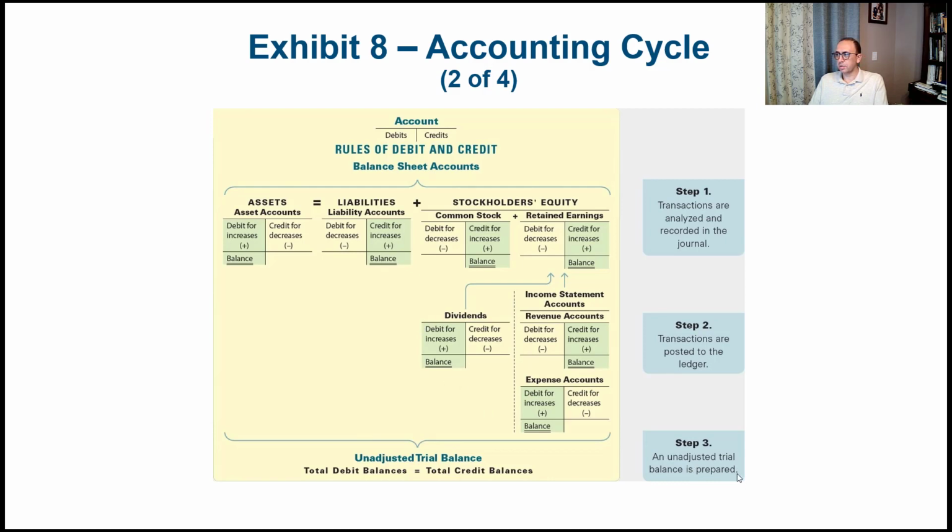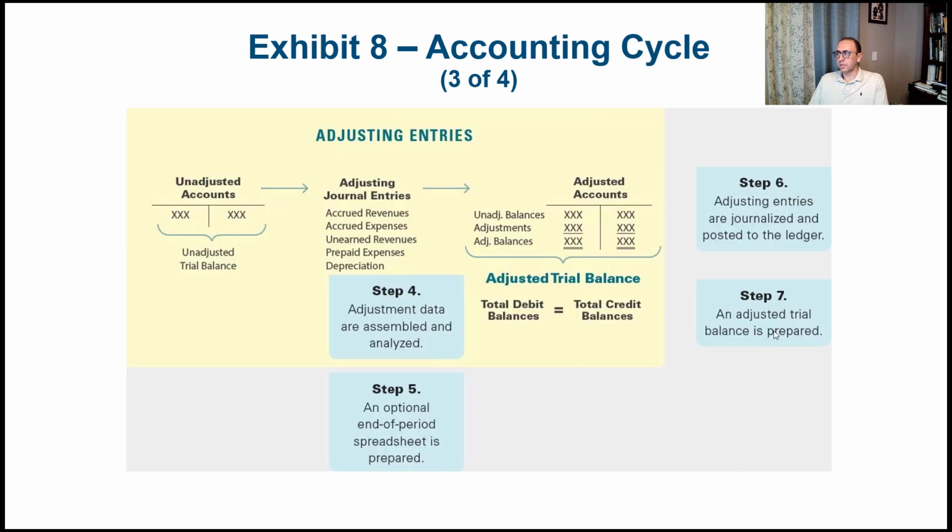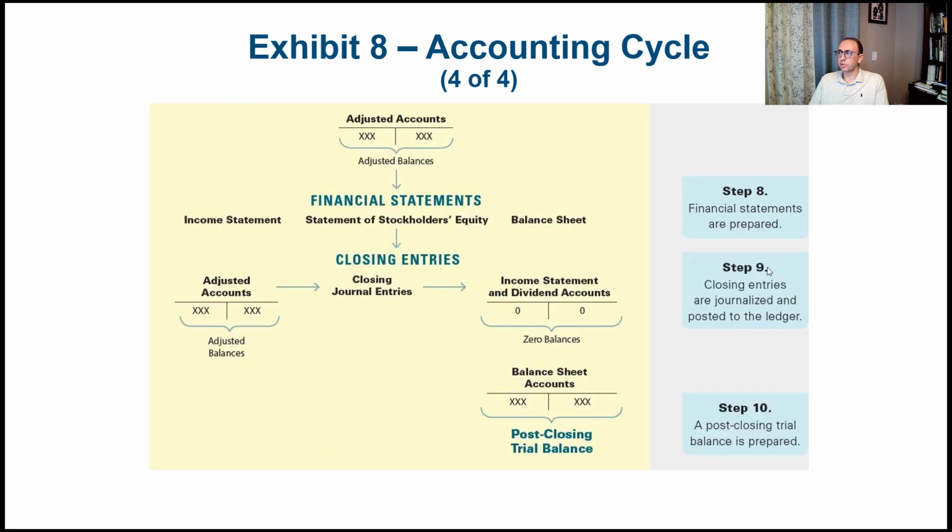And then we prepare the unadjusted trial balance once we have the ledger ready. The next step is to make the adjustments, and these are assembled and analyzed, and then we can have this kind of optional end of period spreadsheet, which is available in the appendix. The other way to do this, or easier way, is to go directly to prepare the adjusting entries and journalize them and post them to the ledger, and then we prepare the adjusted trial balance. The adjusted trial balance is important because this is the one that's used in the preparation of the financial statements.